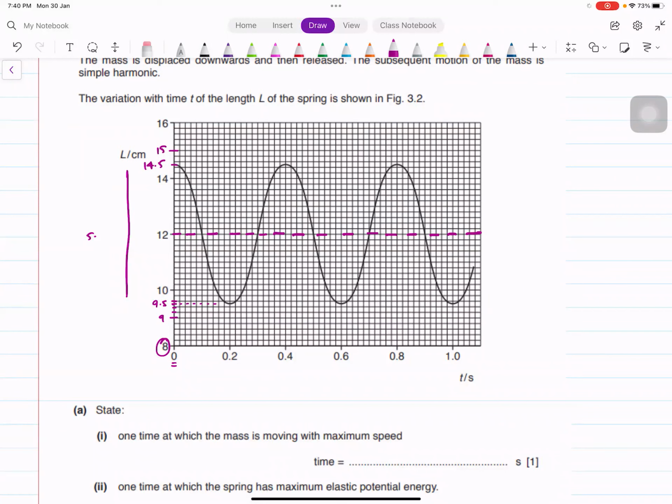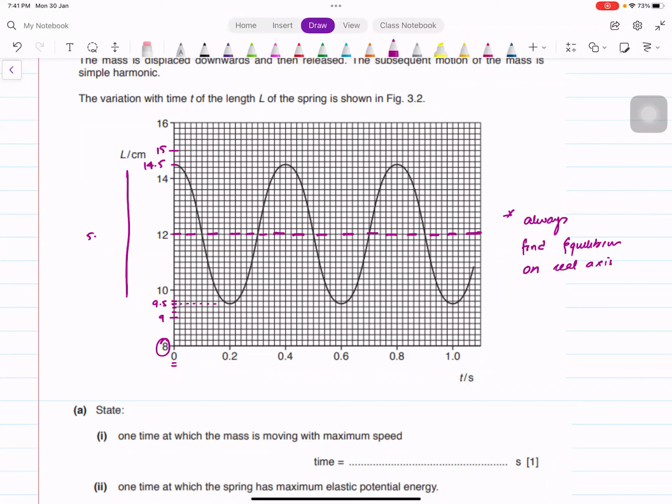First of all, we have to find this. Without doing this, you can't find the answers below. So first of all, it says state one time. I'm just writing here so you can always find the equilibrium on the real axis.